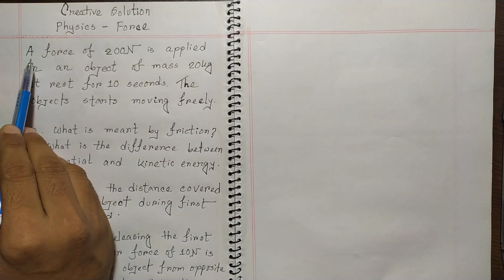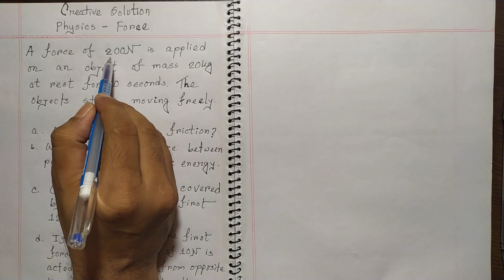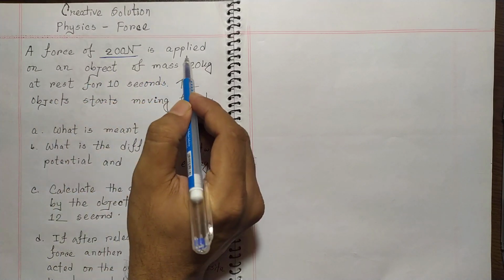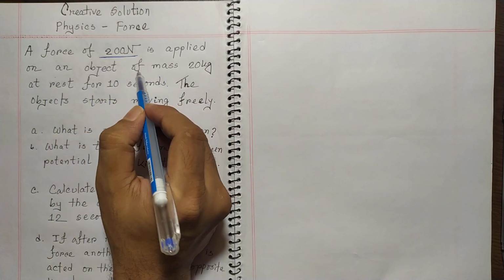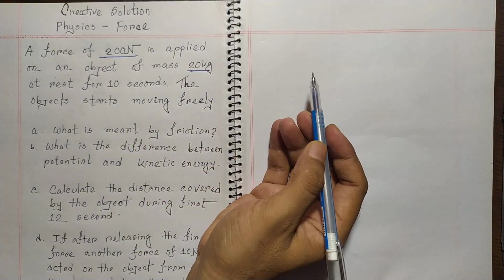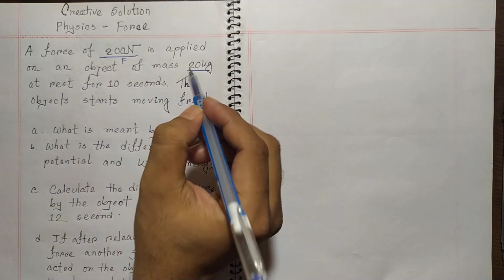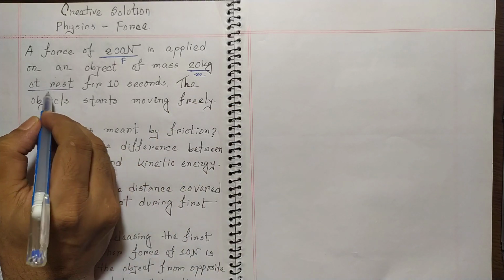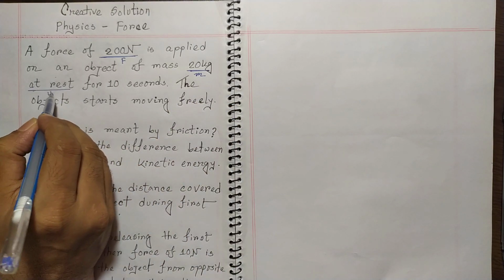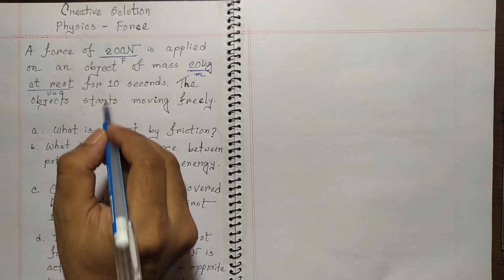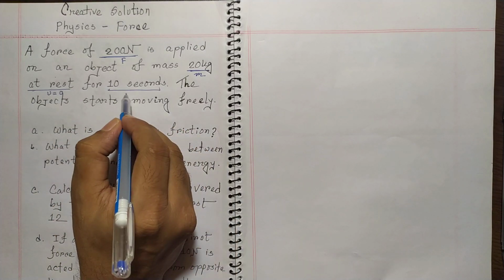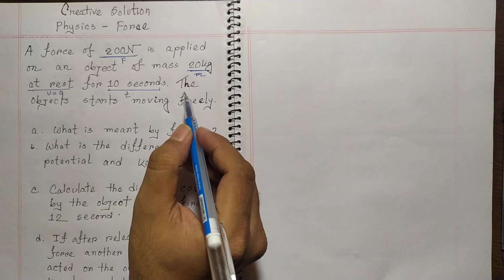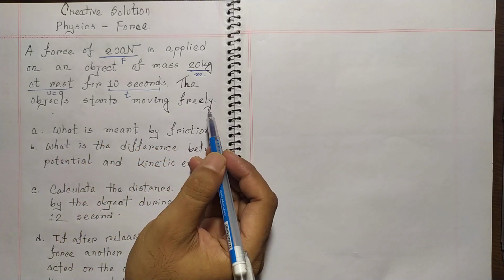So the stem is: a force of 200 newton is applied on an object of mass 20 kilogram. So F is given, M is given, at rest. So we know that if it is at rest, the initial velocity is 0, for 10 seconds. So this is t, given. The object starts moving freely.